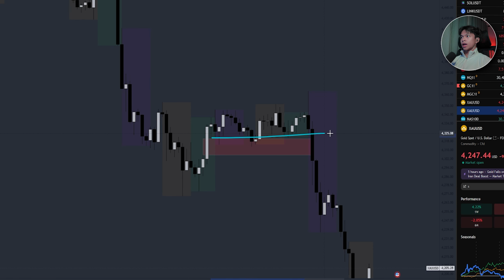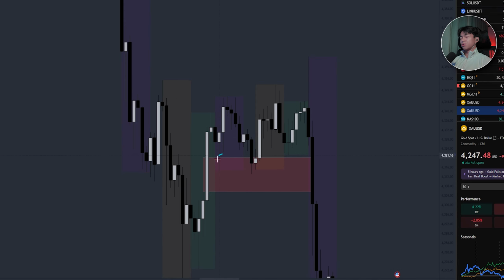So if you have a fair value gap right here and the market direction is pushing to the downside, all you want to be doing is waiting for the market to pull back to these fair value gaps. And when a counter fair value gap sell scenario shows up, that is going to be the best time for you to sell.